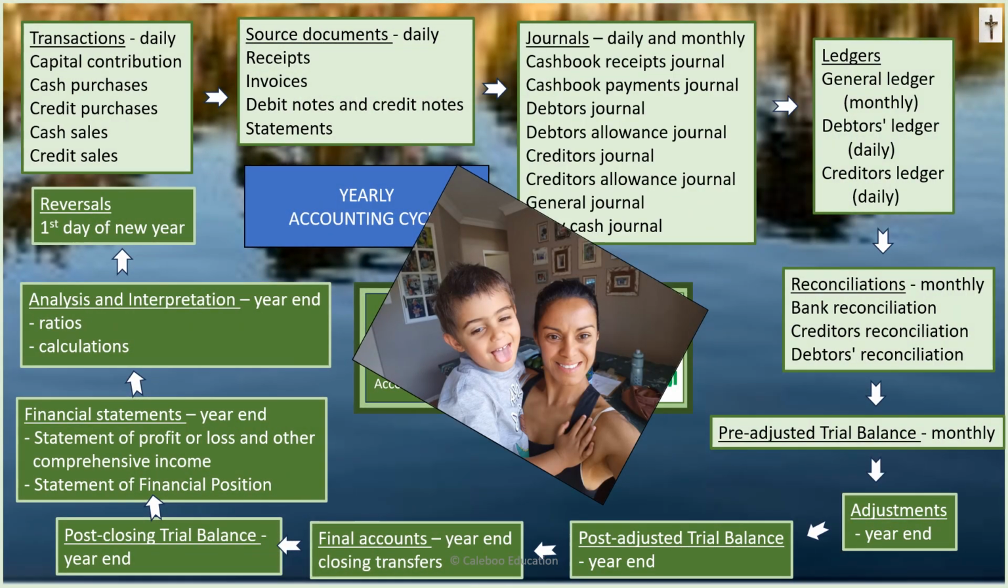So here we have the accounting cycle, and let me just show you what you're going to be doing. Remember, we're going to be looking at credit sales. The source document that will be used to record the credit sales is an invoice. From the document, we're going to post to the debtor's journal. Then from the debtor's journal, we will post to the debtors ledger and the general ledger.